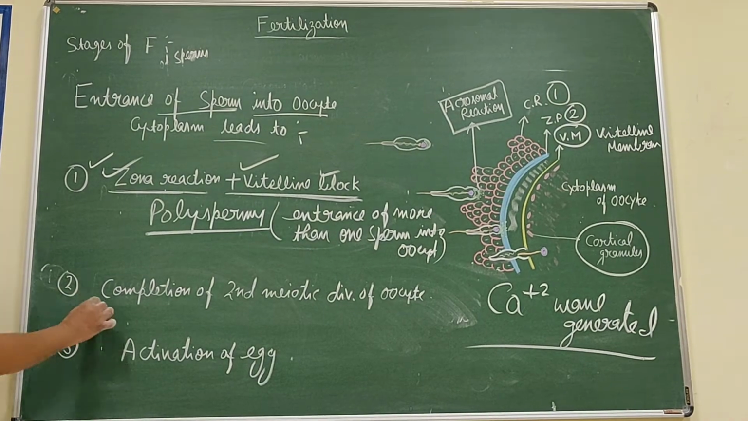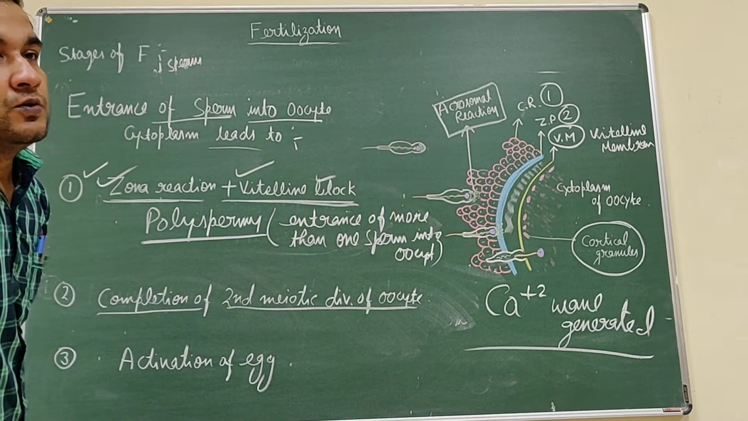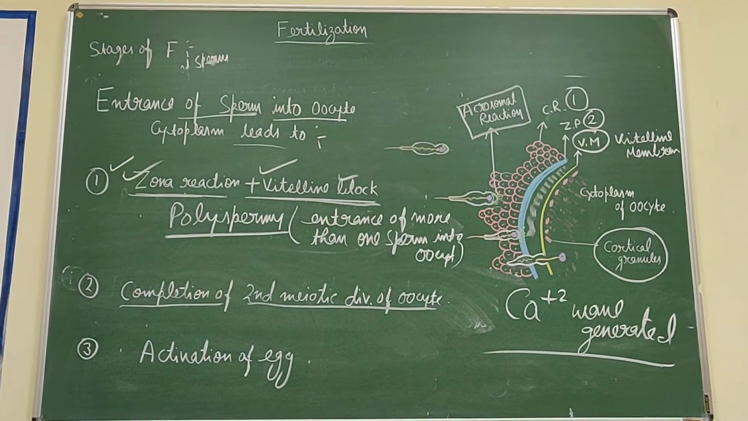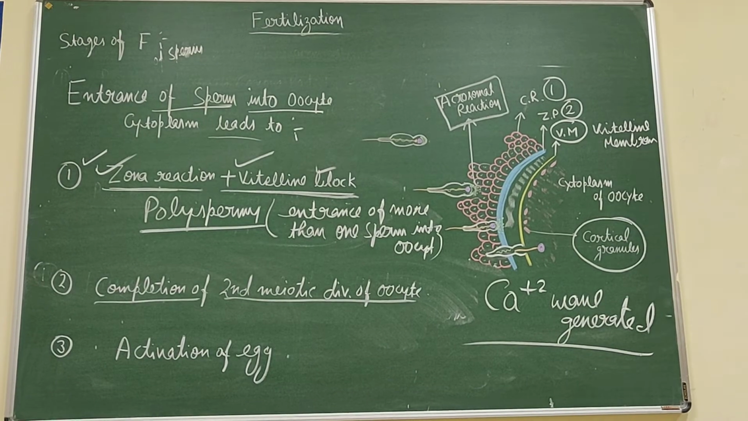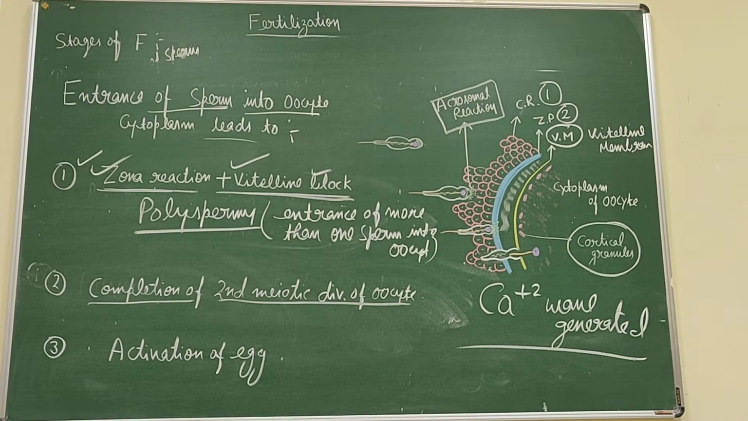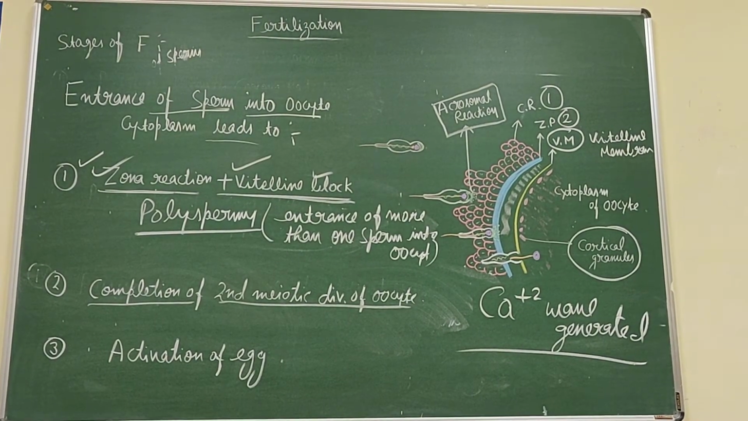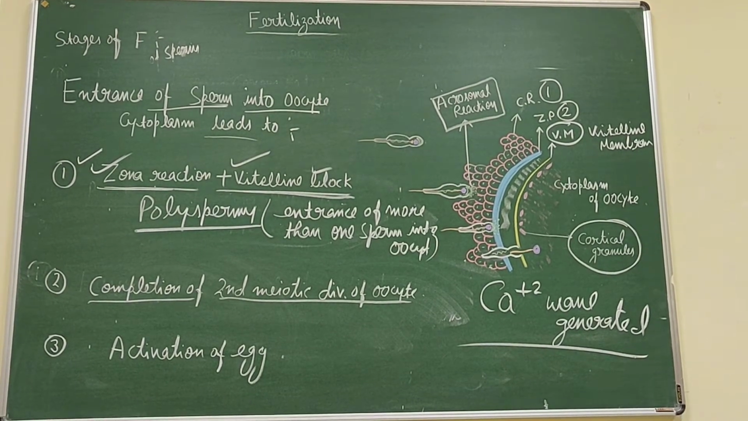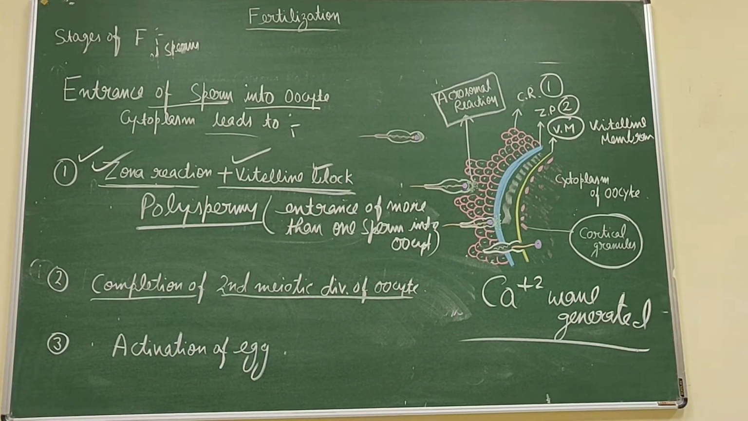Now the second is the completion of the second meiotic division. We have discussed in oogenesis that the primary oocyte and the secondary oocyte are arrested in the first and the second meiotic division. The primary oocyte that is arrested in the prophase of the first meiotic division is completed at the time of ovulation, as a result of which the primary oocyte changes into the secondary oocyte.